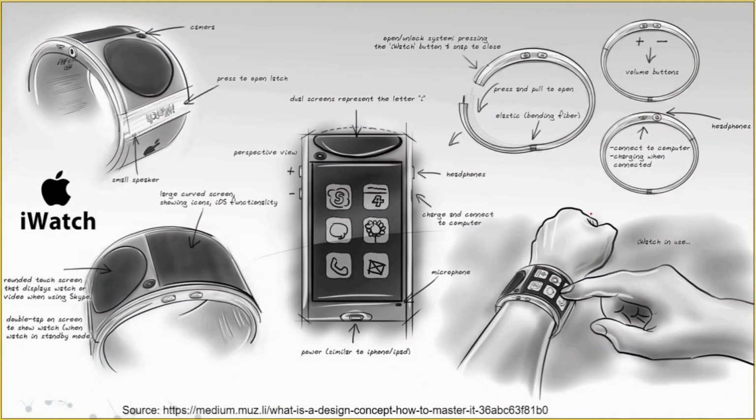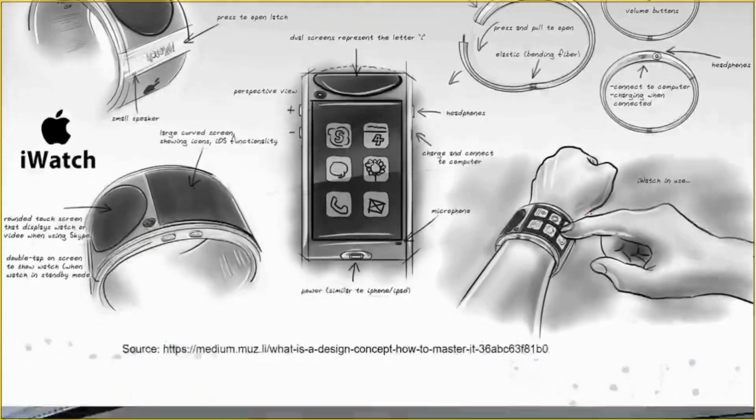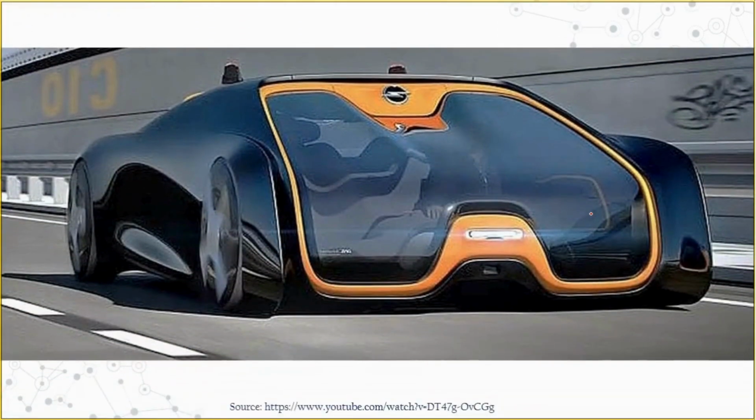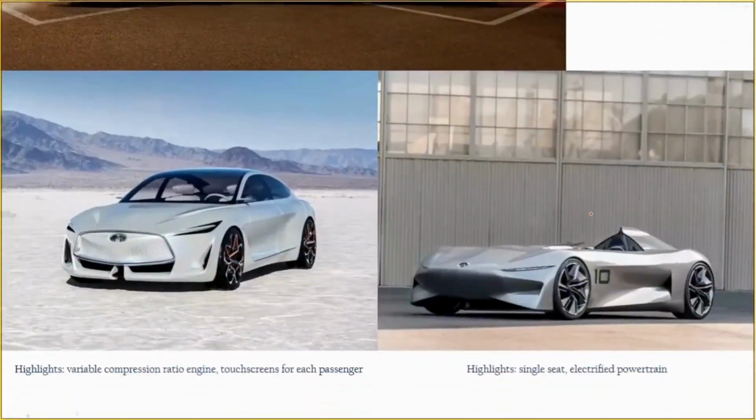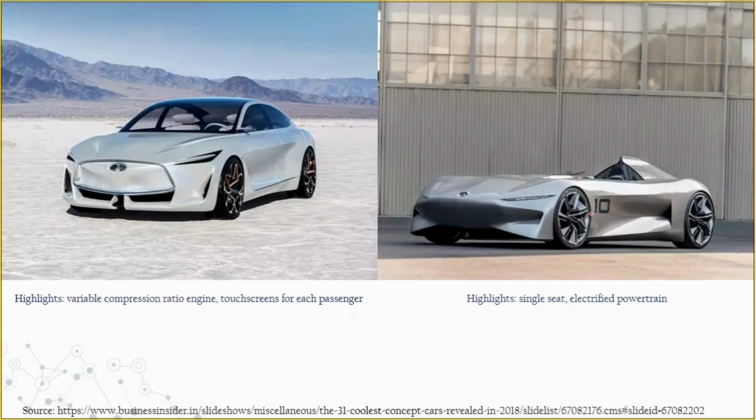Here you can see I have taken some examples. These are some future concepts of various products from various companies. This is an example of the iWatch. Then here you can see this is one car, an example of a concept car. Then here you can see the Renault EZ-GO concept car. Why are they showing these concepts? They are showing you the company's strategy, that they are working on concept development. One more example: you can see different cars here, and all of these are concept cars.